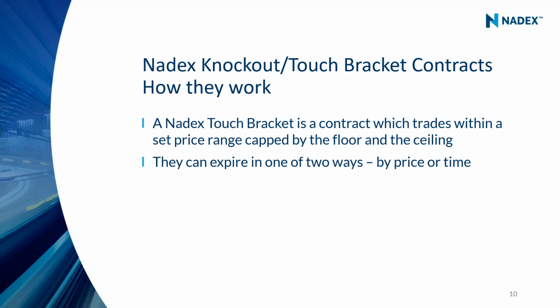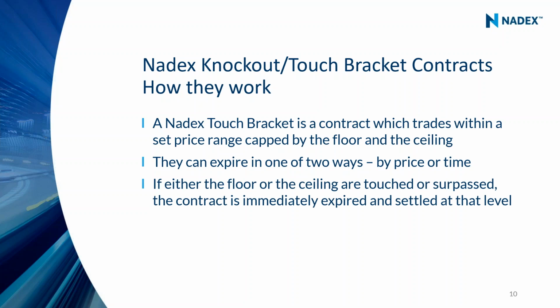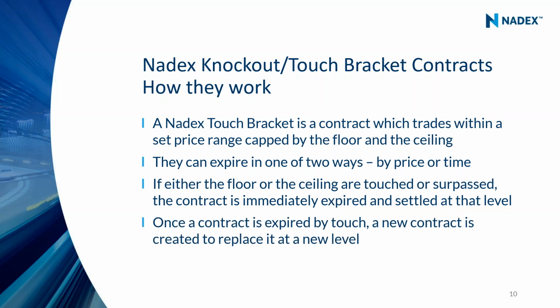There's two ways these can expire, right? We mentioned they're a week long. That's the maximum duration. They can expire, though, by price or by time, and they're kind of unique, whereas all of our other contracts only expire by time, not by being touched or by price, right? There's a set time, whether that be 5 minutes, 2 hours, day, week. They'll never close early. In this case, if the floor or ceiling, as we mentioned, are touched or surpassed, they'll immediately expire and a new bracket will be listed.